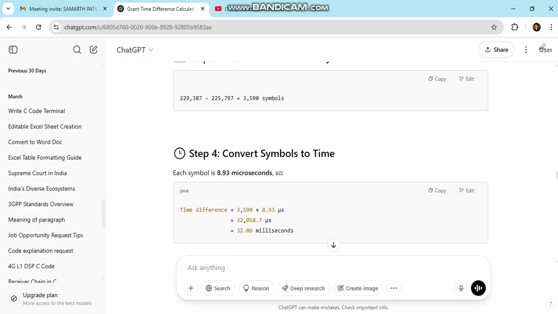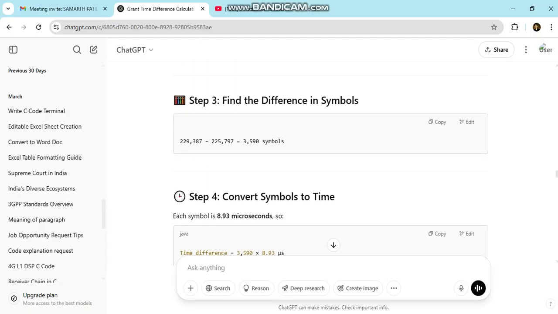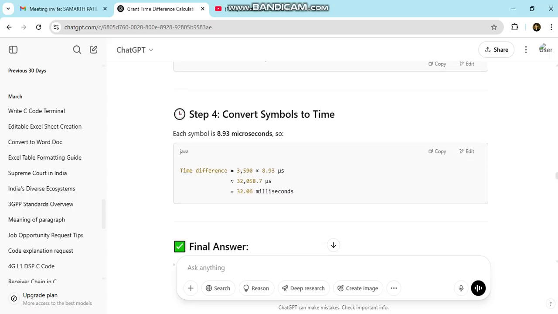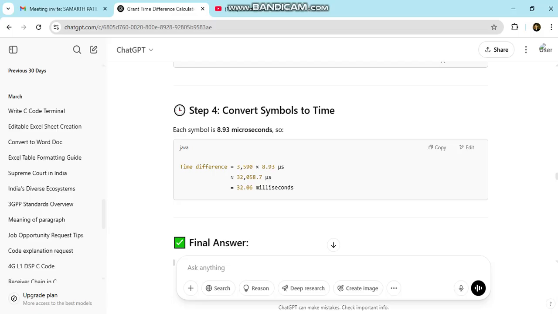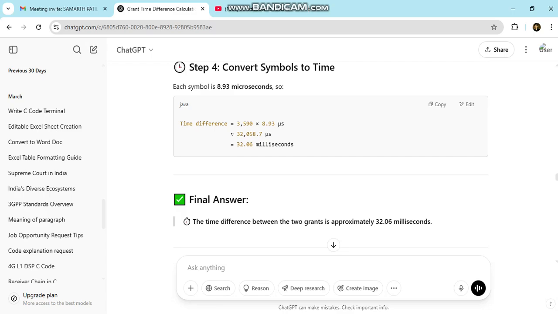Taking the difference, we get the difference in symbols, and we need to multiply it by the time each symbol takes to transmit. So the time difference will be 3590 into 8.93 microseconds, which is 32.06 milliseconds.